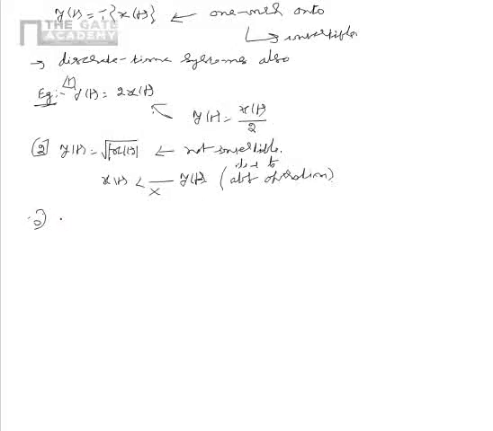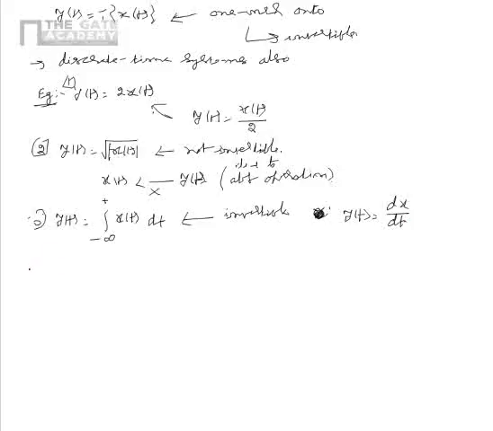Now let us consider another example. y of t is equal to integral from minus infinity to t of x of tau d tau. Now this system is invertible as the output y of t can be passed through a system of transformation, x of t is equal to dy by dt, to get the input back.